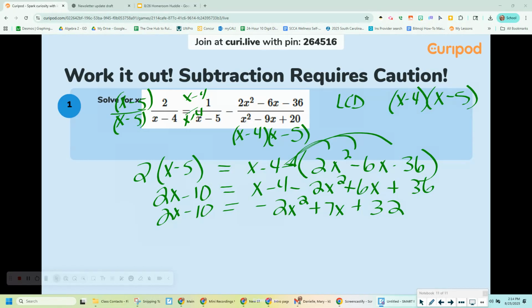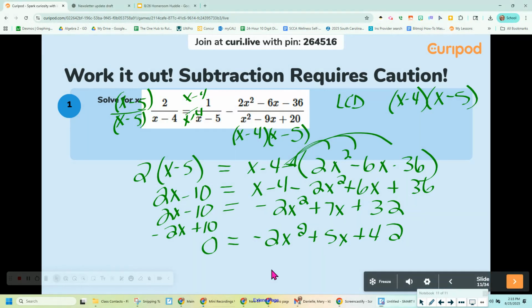Let's set everything equal to 0. So I'm going to subtract 2x and add 10 to both sides to give me 0 equals negative 2x squared plus 5x plus 42. Now I like my 0 on the other side. You can continue to solve it this way, but I think I'm going to just move my 0 to the other side here.